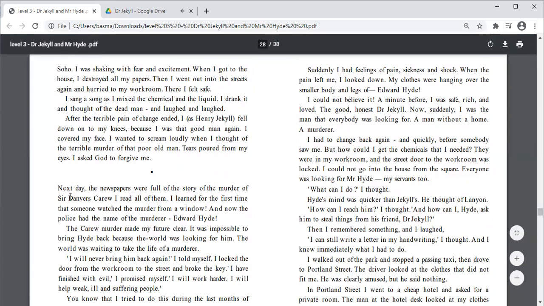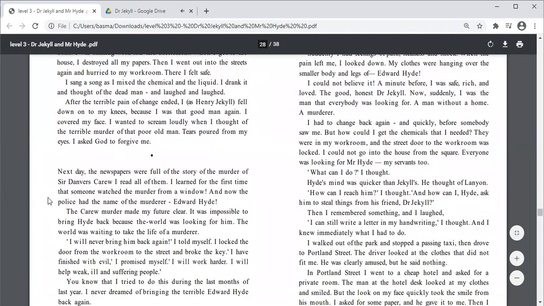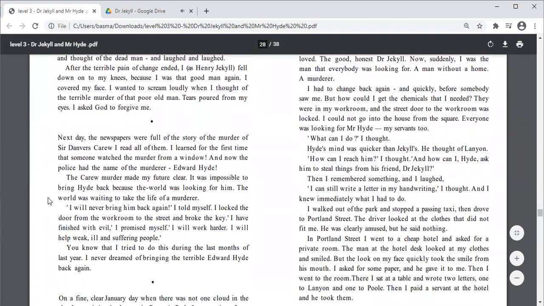Next day, the newspapers were full of the story of the murder of Sir Danvers Carew. I read all of them. I learned for the first time that someone watched the murder from a window, and now the police had the name of the murderer, Edward Hyde.